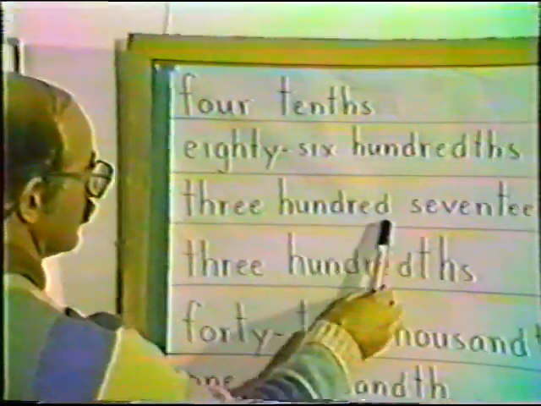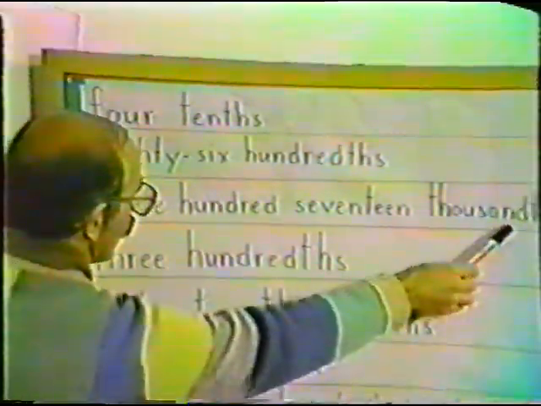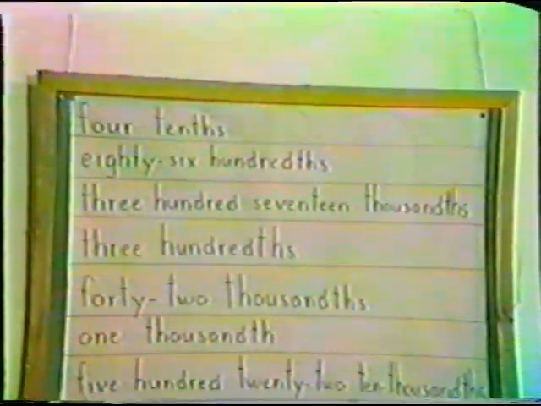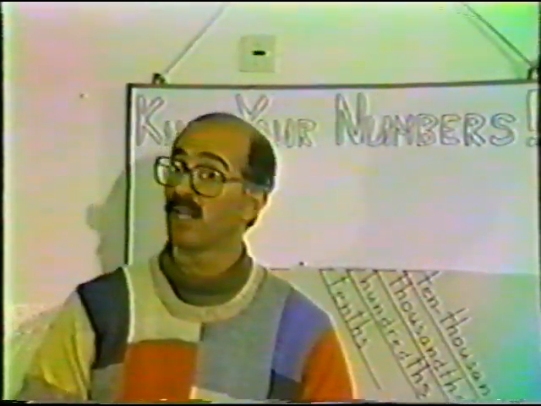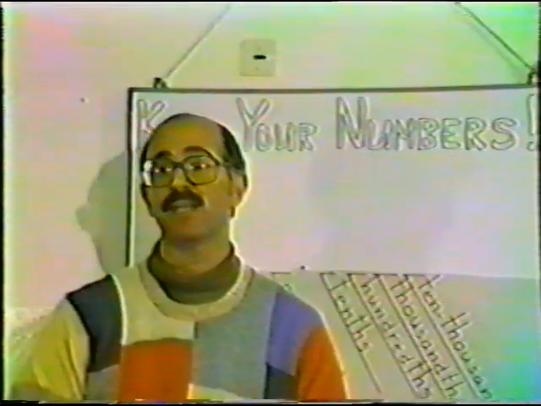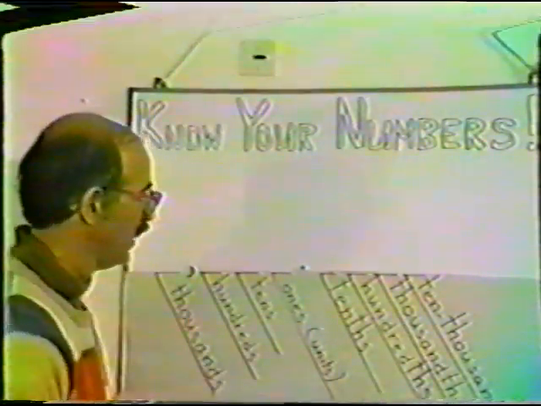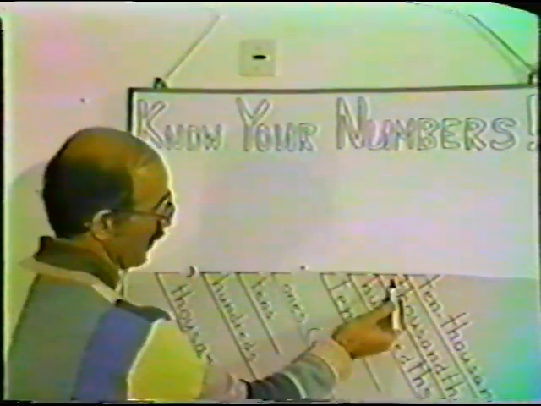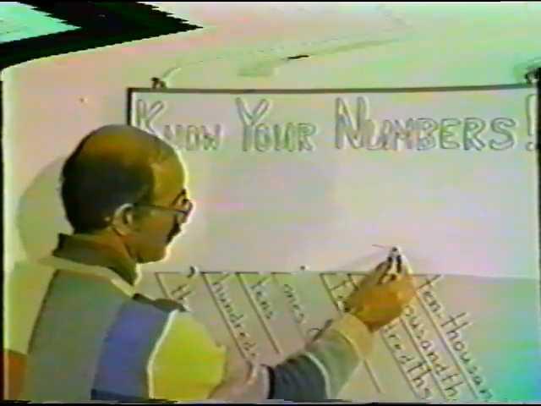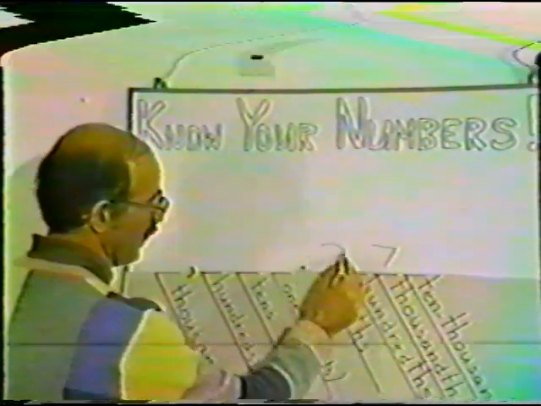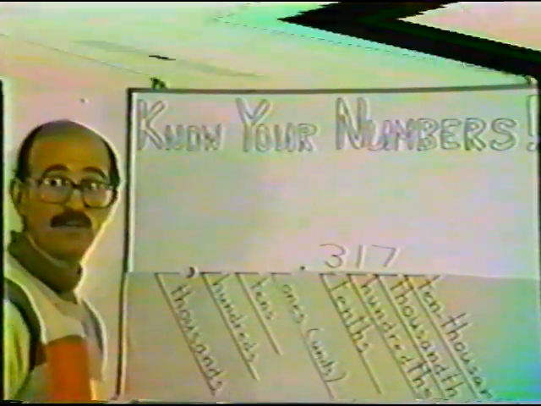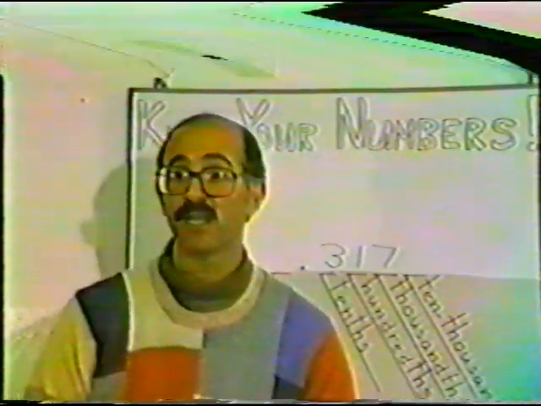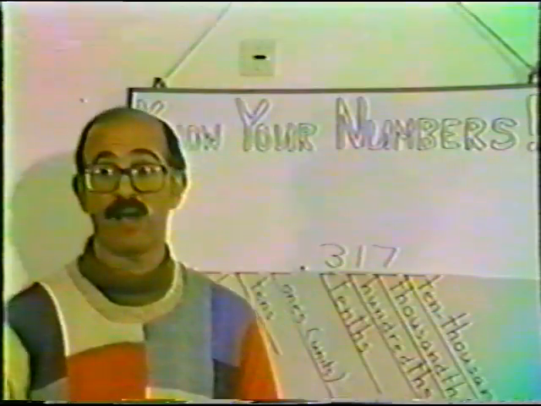317 thousandths. We have to write the number 317, and it has to end in the thousandths place. Here's the thousandths place. It has to end here, and the 3 and the 1 just go right in front of it. 317 thousandths.